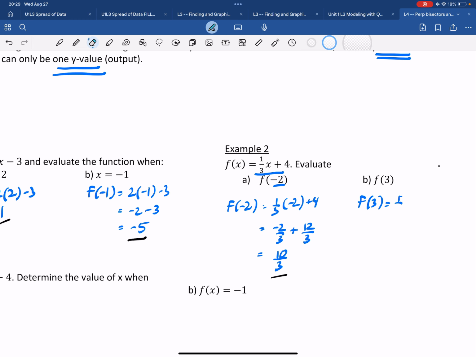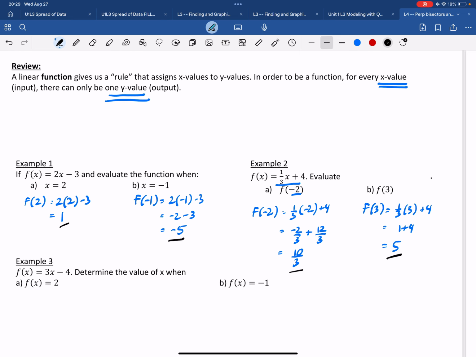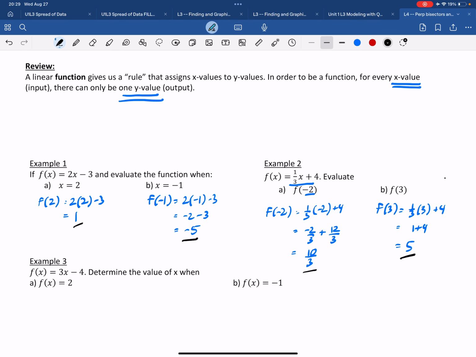Sorry guys, can't find my eraser here. But now x is going to be 3, so we have 1/3 times 3 plus 4. So this is 1 plus 4, this is 5, okay? So we've got function notation, plugging in numbers for x and getting numerical values.